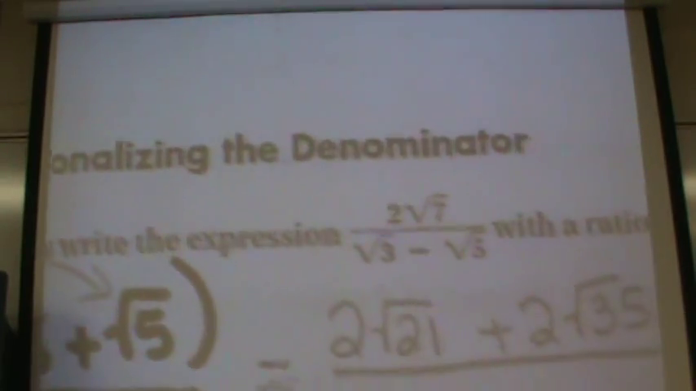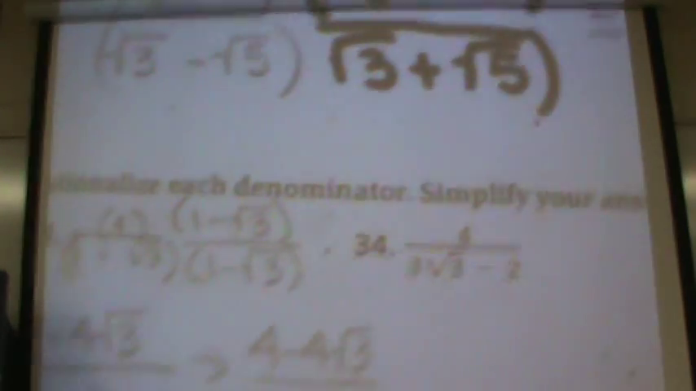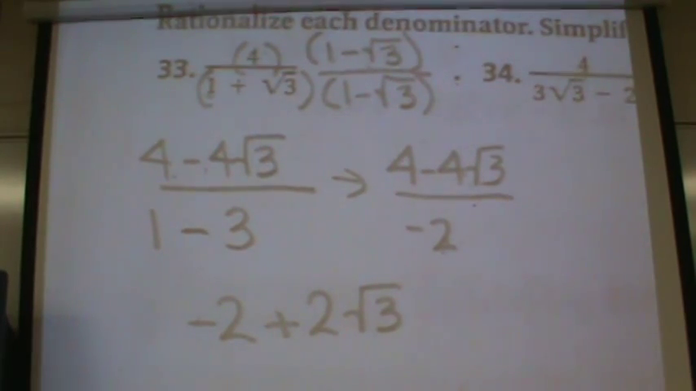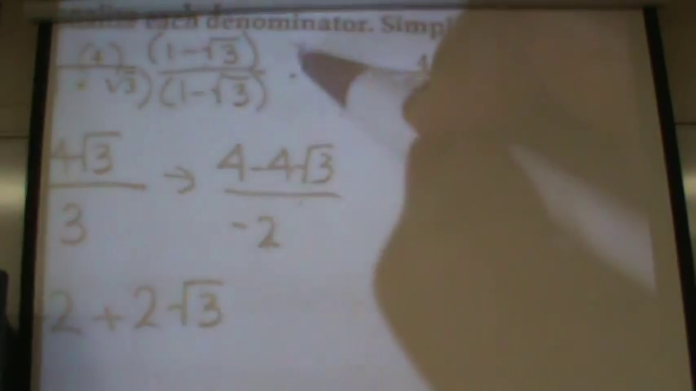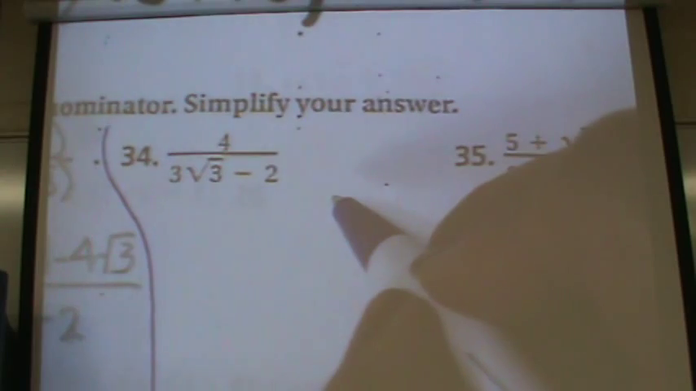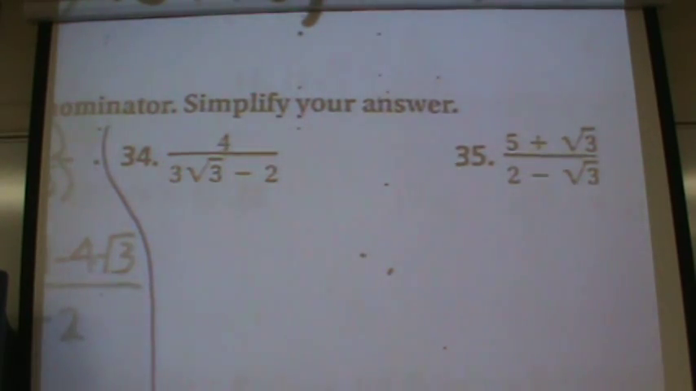Now in class we did this example. This should be done in your homework, and we did this together, right? Did we do 33? Yes. Okay, so I don't need to do 33 again. I'm going to go to 34. Can you tell me what is the conjugate of 3 root 3 minus 2? 3 root 3 plus 2. Very good. So you're going to write that on the top and the bottom.